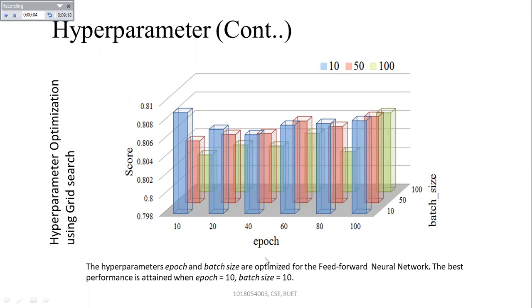3D view of the performance of FNN using grid search method. When the epoch size is 10 and batch size is 10, it achieves highest performance. So we use the epoch size 10 and batch size 10 for our model training.